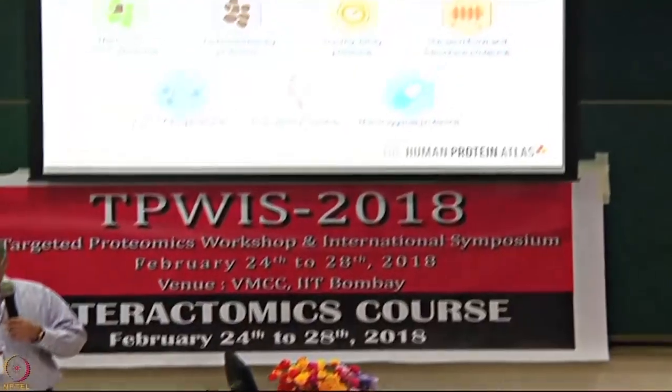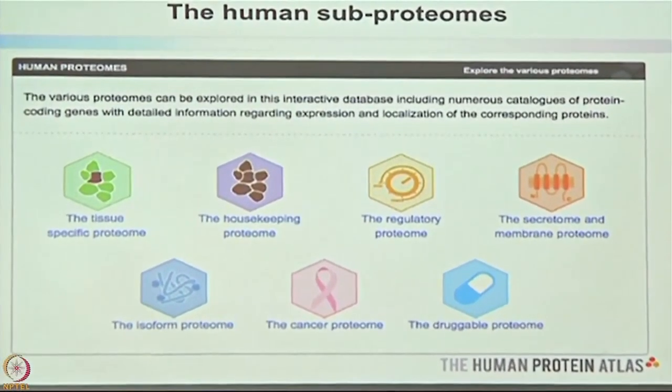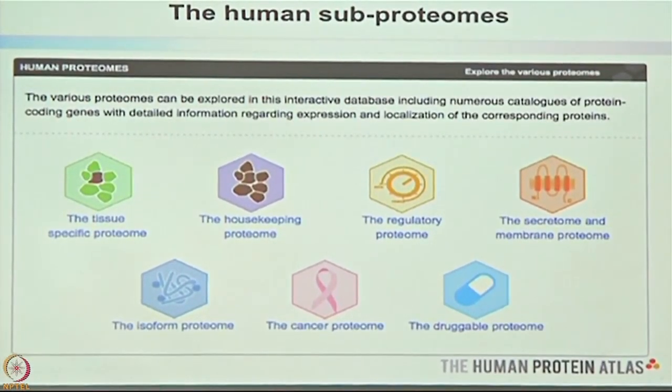We basically classified the normal tissues into 7 different types of proteomes, and this is also available on the website. Everything that I say is available on the website and in far greater detail. So, there was the tissue specific proteome, that is specific proteins in specific tissues. There was also the housekeeping proteome, which I will tell you a little bit further down the line about how important that is. The cancer proteome, which I am going to just start talking about, and very importantly also the druggable proteome.